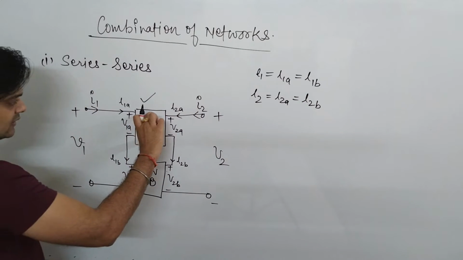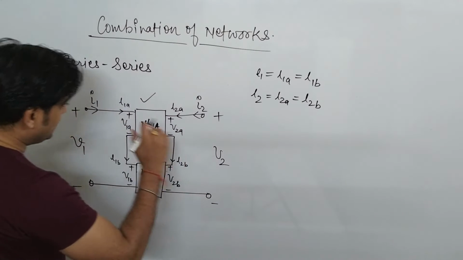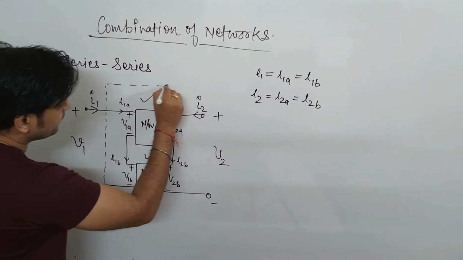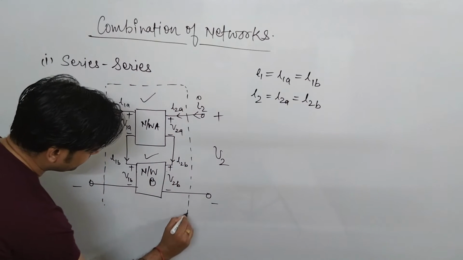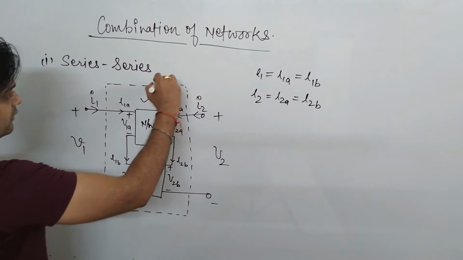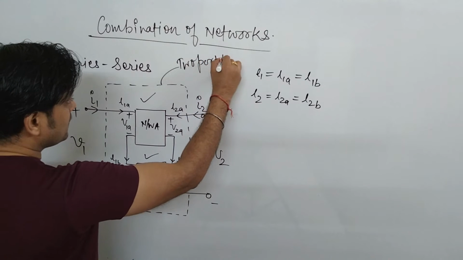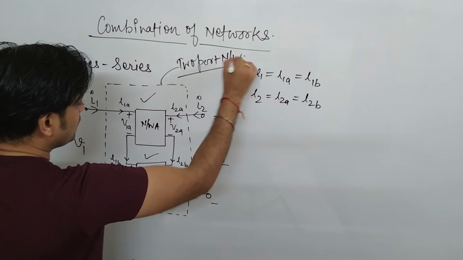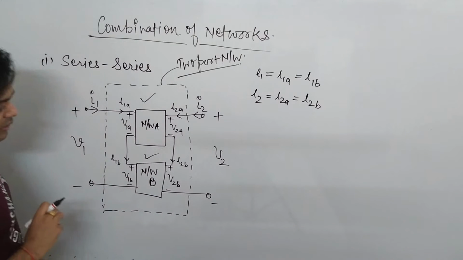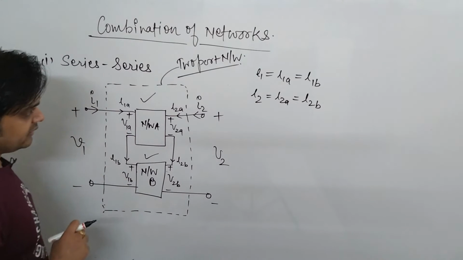Now please see, if this is network A and this is network B, and this is V1 and V2, for the time being just consider this is your entire network. This is your entire two-port network. Within this two-port network, there exist two networks connected in series. So I call one network A and the other network B.